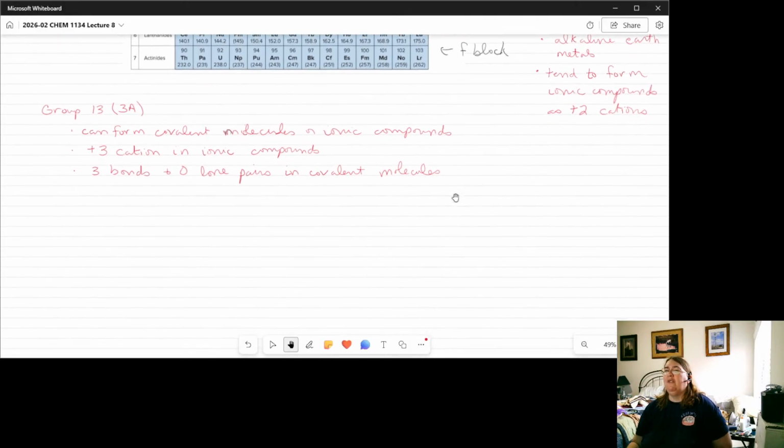Group 14, or 4A, also doesn't really have a special name, which is kind of funny, considering how important Group 14 is in terms of chemistry.